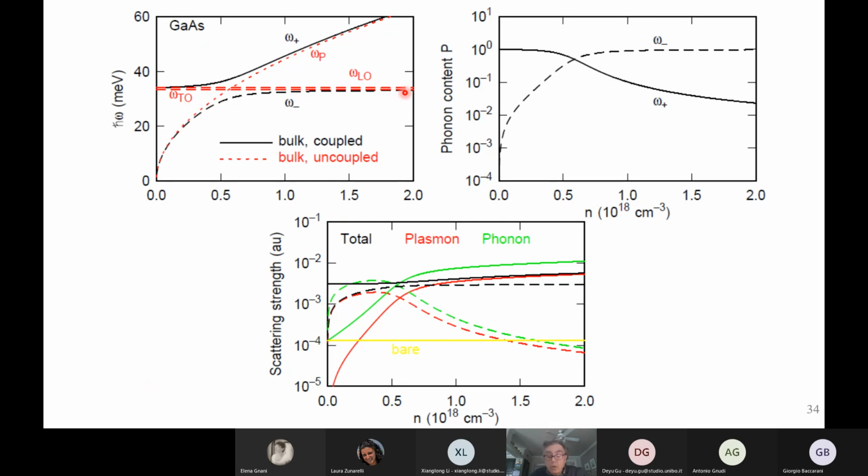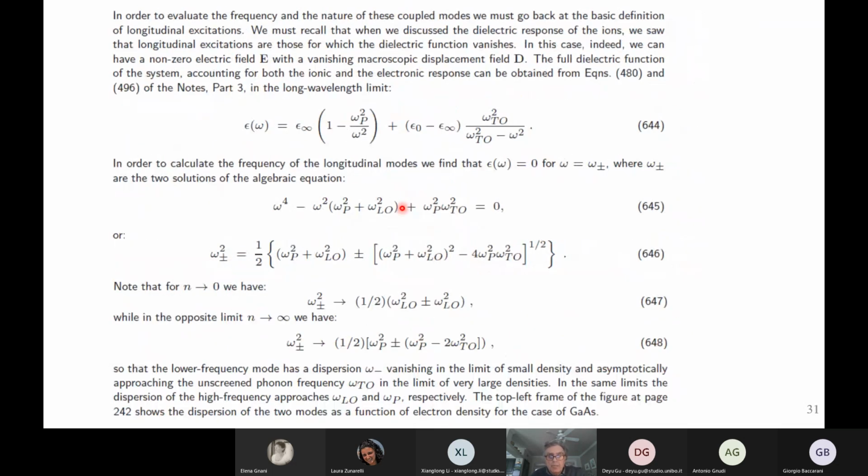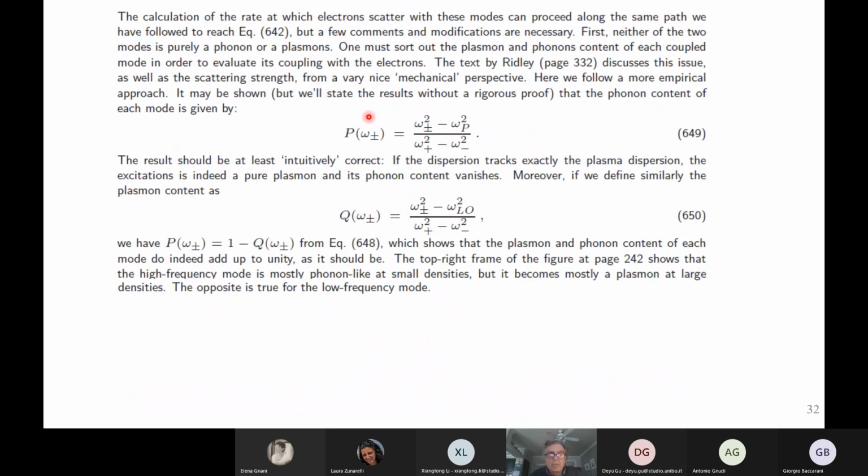And so you lose the longitudinal optical phonons. Okay, so these are the two solutions. There is a simple way to calculate, for each of these branches, what is the fraction of plasmons or phonons that you have in each of them.